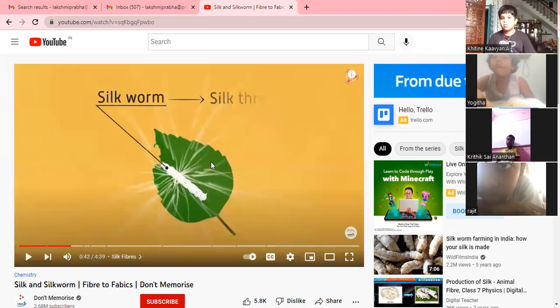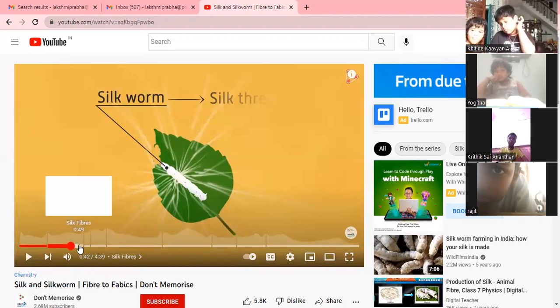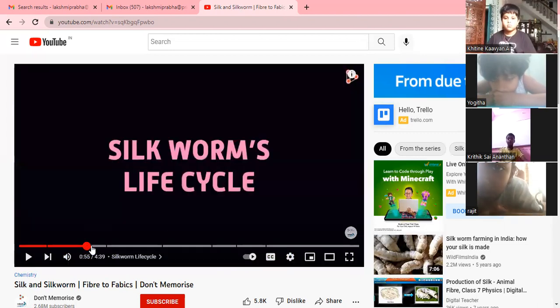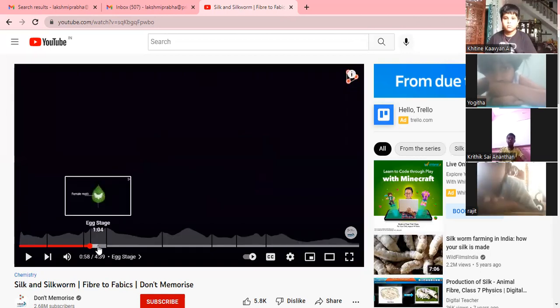The silkworm mainly grows on mulberry leaves. Have you heard of the mulberry plant? It looks like a strawberry or blueberry plant. The silkworm grows on those mulberry leaves, okay? And it forms a silk thread. Can you see that? This is the silkworm, and from this silkworm only we obtain silk threads. So shall we see how the silk thread is obtained? Yes.